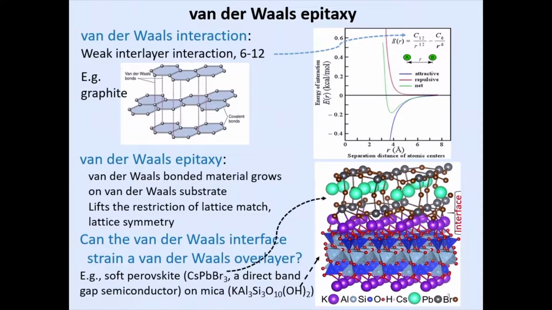Now, if you put one van der Waals material on top of another van der Waals material, you form an interface. The question is whether this van der Waals interface would introduce any strain on the van der Waals material you put on top of the substrate. So the example I'm going to talk about is a perovskite, which is very soft, meaning very easily stretched, okay? Which is a direct band gap semiconductor. So hopefully we'll find a use in the future.